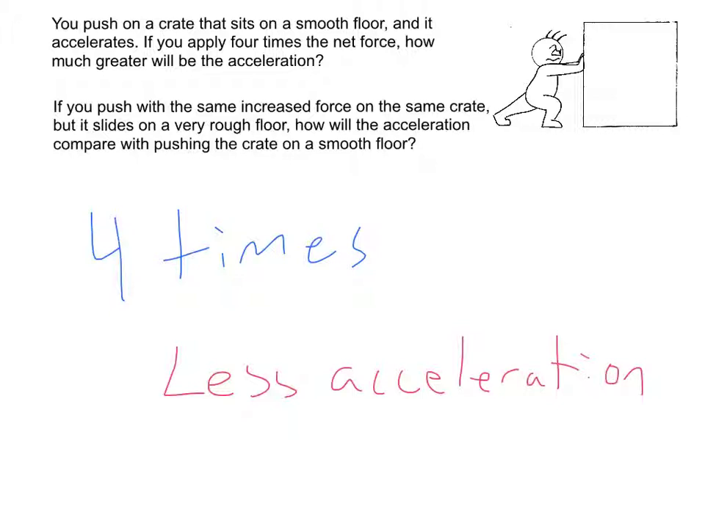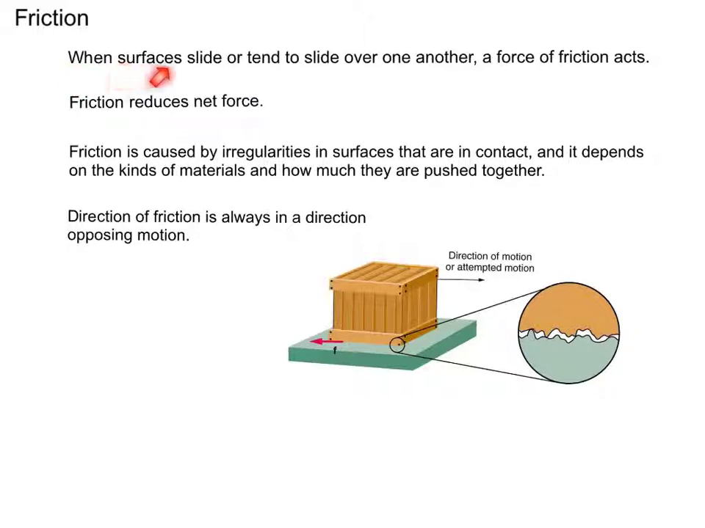So now let's move on and talk about friction. When surfaces slide or tend to slide over one another, a force of friction acts. And the effect of friction is to reduce the net force. If you were to push something across ice versus push something across gravel, you're going to get a lot more friction out of the gravel than you will the ice. So friction is caused by irregularities in surfaces that are in contact, and it depends on the kinds of materials and how much they're pushed together.